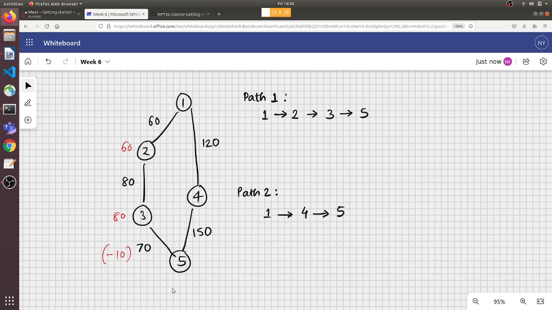Yeah, but you can do the same from 1 also. I mean, it's the same. It does not matter. It's an undirected graph.